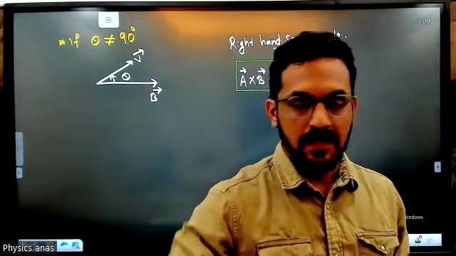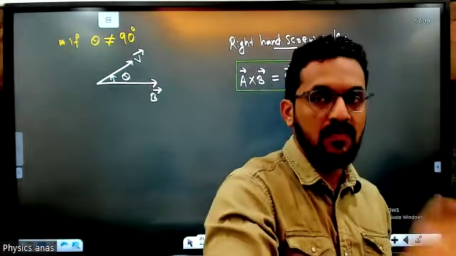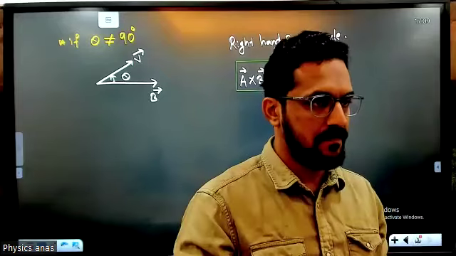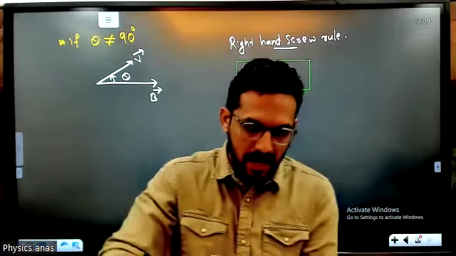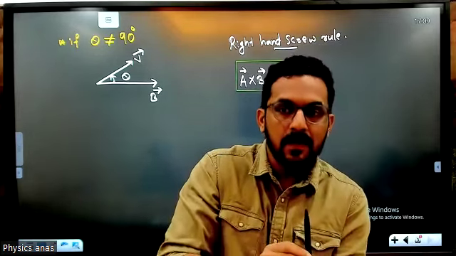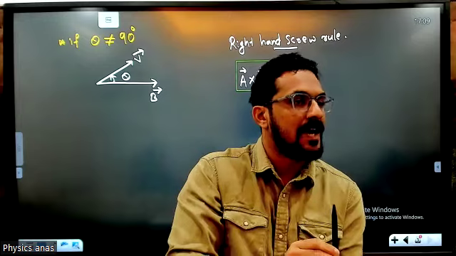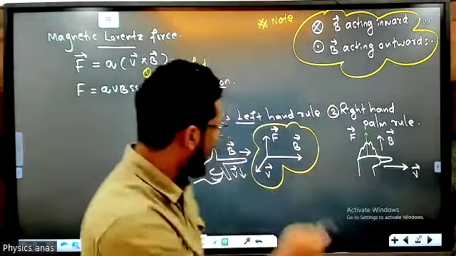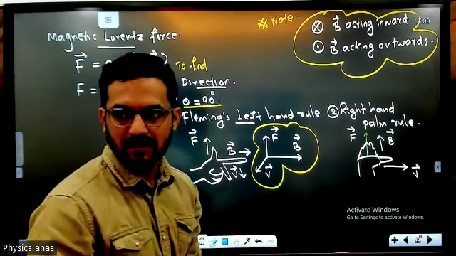Did you understand that? It will be perpendicular to both V and B, or the force will be perpendicular to the plane containing V and B. If there is a plane and B is in that plane, V is in that plane, the force will be perpendicular to both V and B. Like this. That's all.